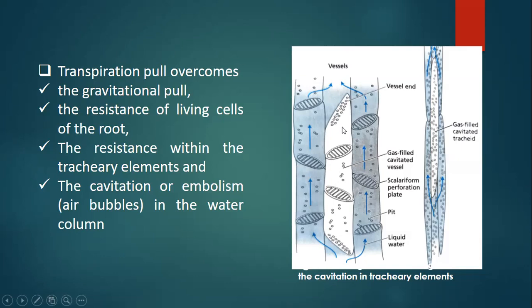A very important character is that in certain xylem cells like tracheids and vessels, air bubble formation is a common phenomenon, also known as cavitation or embolism. This may create some resistance, but that resistance is also overcome by the transpiration pull theory. Here you can see the air bubble formed here and also here, and the water is redirected to the lateral functioning cells, avoiding the air bubble, and the water column is a continuous one. So the transpiration pull overcomes gravity, resistances, and also air bubbles.